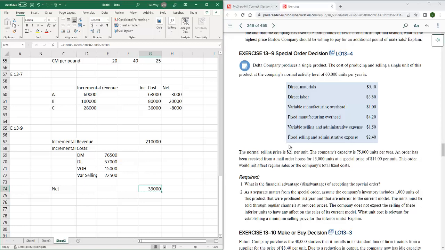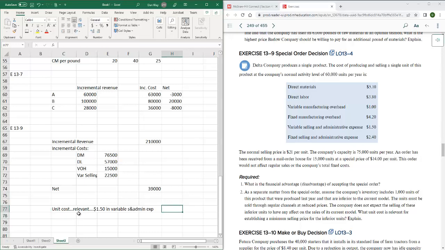So really, the only thing that is relevant is this variable selling and admin expense. It does tell us we'd have to sell these things through regular channels, but just have to cut the price. So $1.50 in selling and admin expenses, whether that's commission or shipping or whatever else, would be incurred here. So the unit cost that's relevant is really just the $1.50 in variable selling and admin expenses.